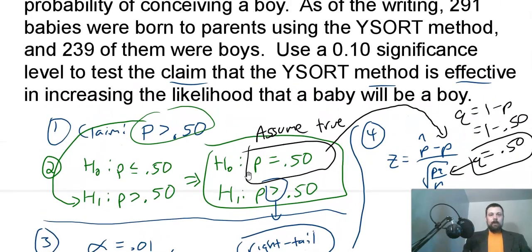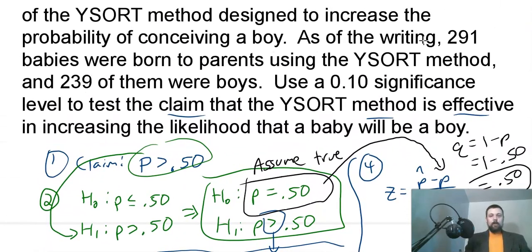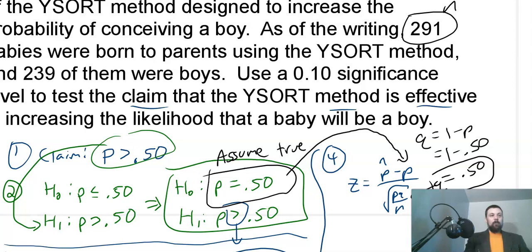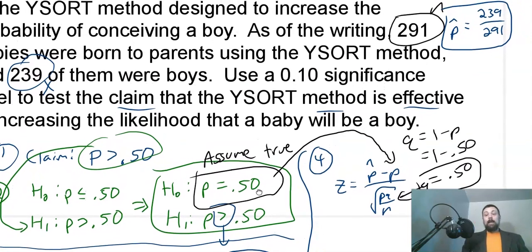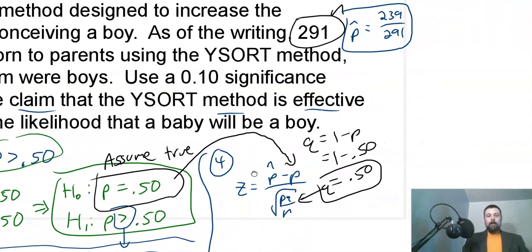N is 291. It's this value here. That's the value for n. And then p hat is the sample proportion. And so that's going to be based on n, but also x, right? So there's 291 altogether in the sample. 239 were boys. That's our value for x. So p hat's going to be 239 over 291, which, again, resist the urge to get the decimal version of that number. Keep it as a fraction because that keeps the value exact. And so we'll just leave the value of p hat as 239 over 291. And we'll plug all these numbers in.